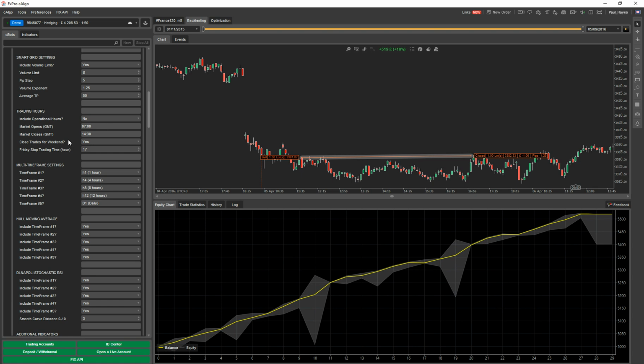These last two close trades for the weekend. It allows you to close any outstanding positions before Friday close of the markets, so you don't have any positions running over the weekend. And you can specify the time you want to stop. So it will not only stop trading and opening new positions, it will actually close outstanding positions. And you can turn this on and off as you want. You can have them run into the weekend if you want.